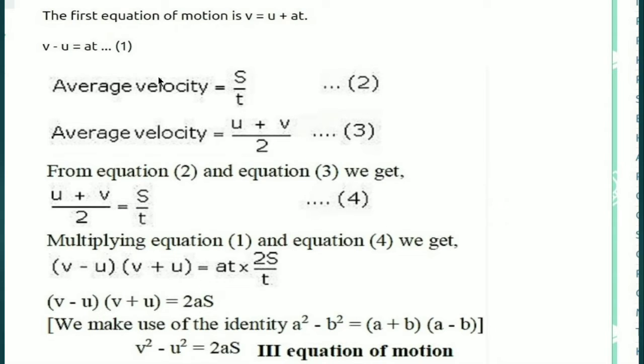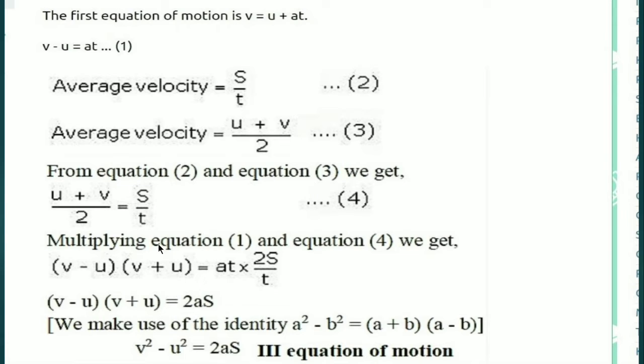Now you have got your first equation and fourth equation. Get the fourth equation, take the 2 from this side to the other side. We'll have u plus v is equal to 2s by t. Now we have u plus v is equal to 2s by t, and v minus u is equal to at. Multiplying LHS with LHS and RHS with RHS, v minus u into v plus u is equal to at into 2s by t.